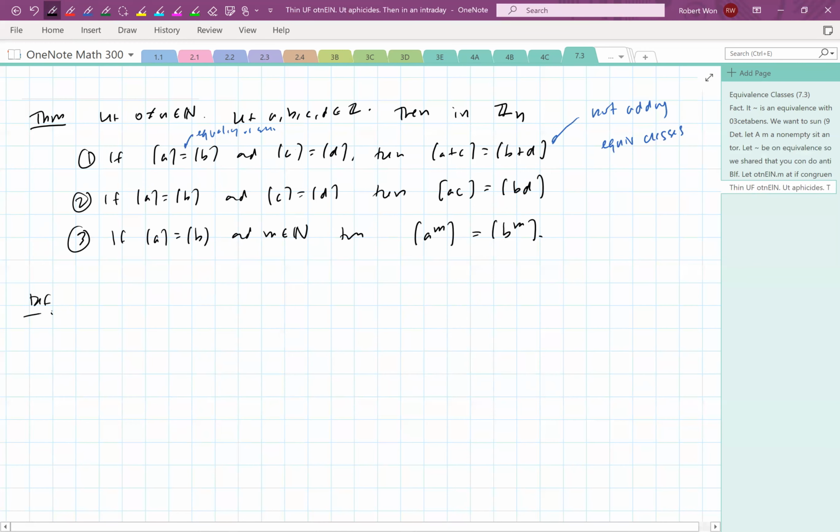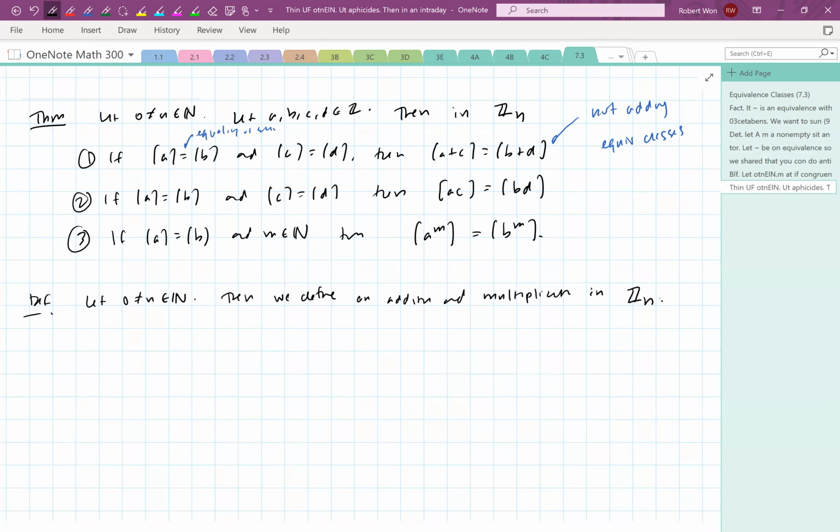Here's the definition. Let n be a non-zero natural number. Then we can define an addition and multiplication inside of this set Zn. Again, Zn is a set of equivalence classes. So I'm going to define what it means to add and multiply two equivalence classes. So if I take any two equivalence classes inside of Zn, I'll define the addition of A and B and the multiplication of A and B.